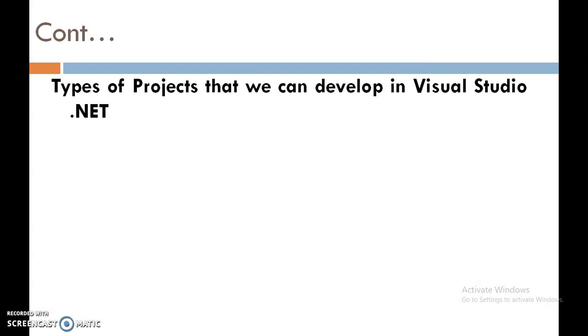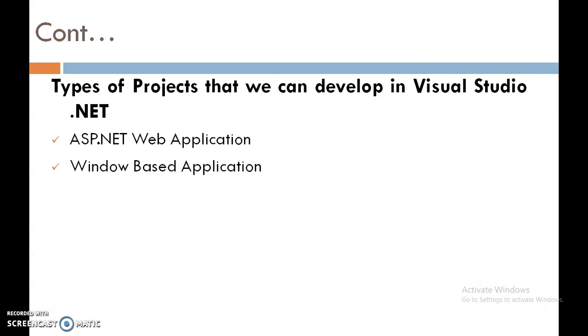The types of projects that we can develop in Visual Studio .NET are, first, ASP.NET Web Application. A web application is a type of application that runs on web servers configured with Microsoft Internet Information Services, which means IIS. A web application is installed on a web server and accessed from anywhere around the world using the internet. And a web application is developed using ASP.NET.